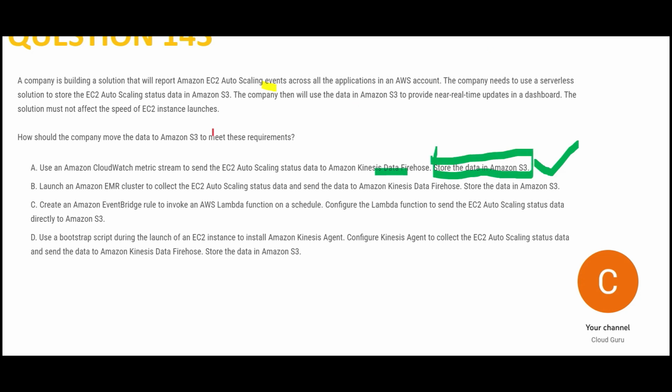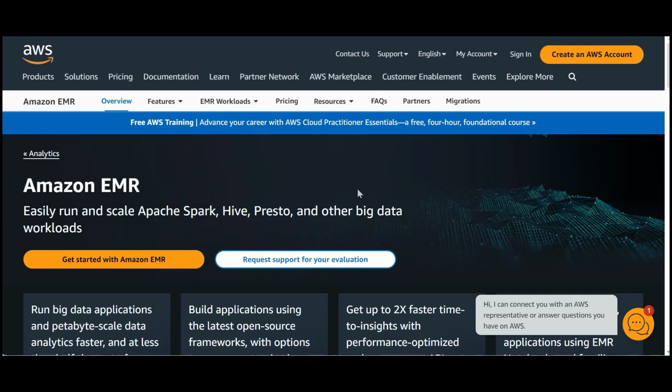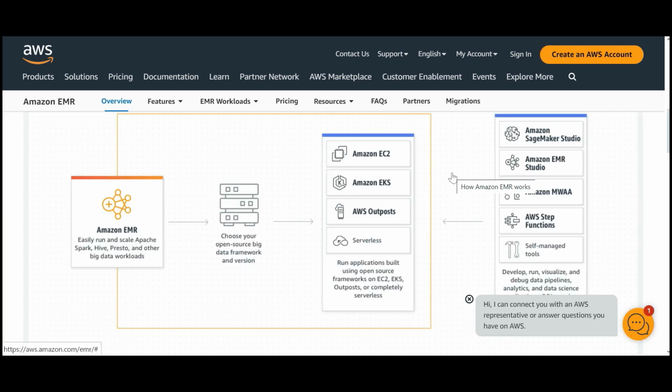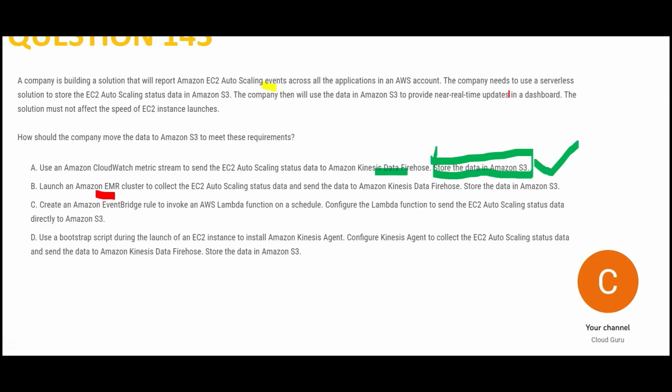See, an EMR cluster is for big data. If there is no requirement for lots and lots of data, where you need Spark engines and so on, why would you make use of EMR? There is no purpose. Here we want to understand when the scale up and scale down happens and why it happens.